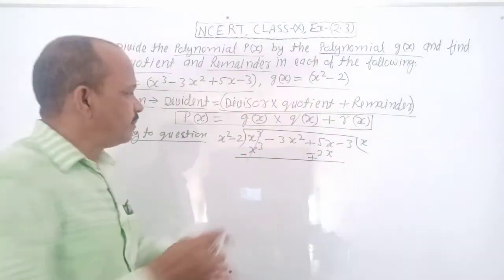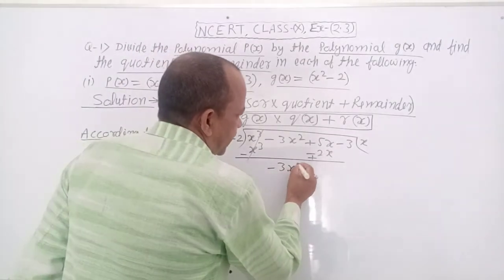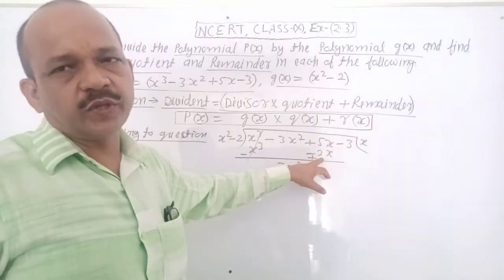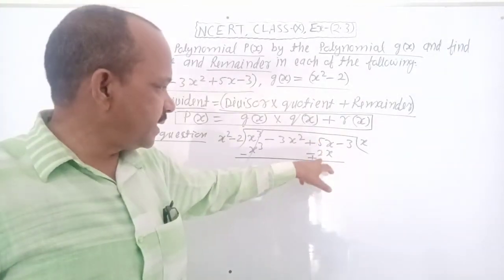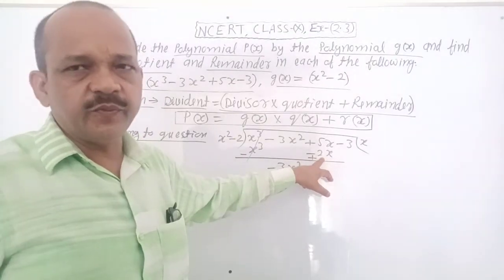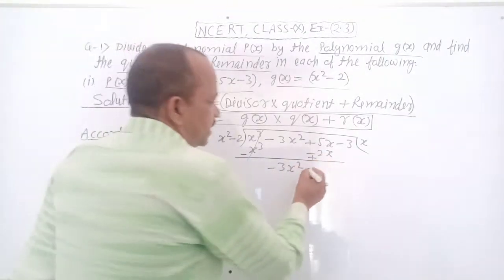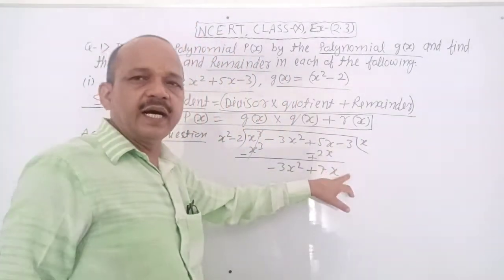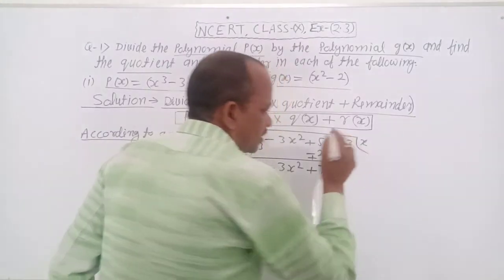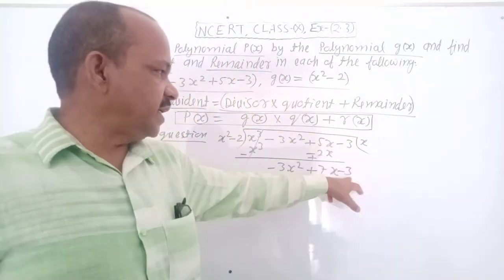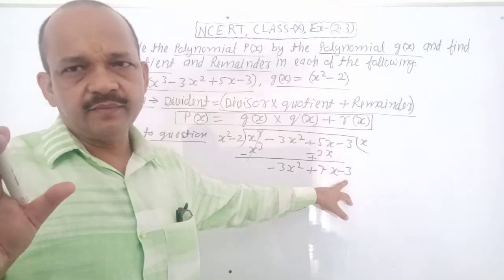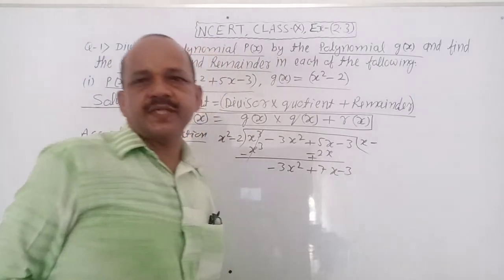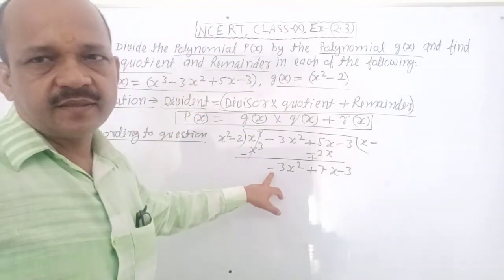Here minus 3x square, here plus 5x and here plus 2x. It becomes plus 7x. You write minus 3 on the right side. Same. Now here you write the minus sign because here is minus.